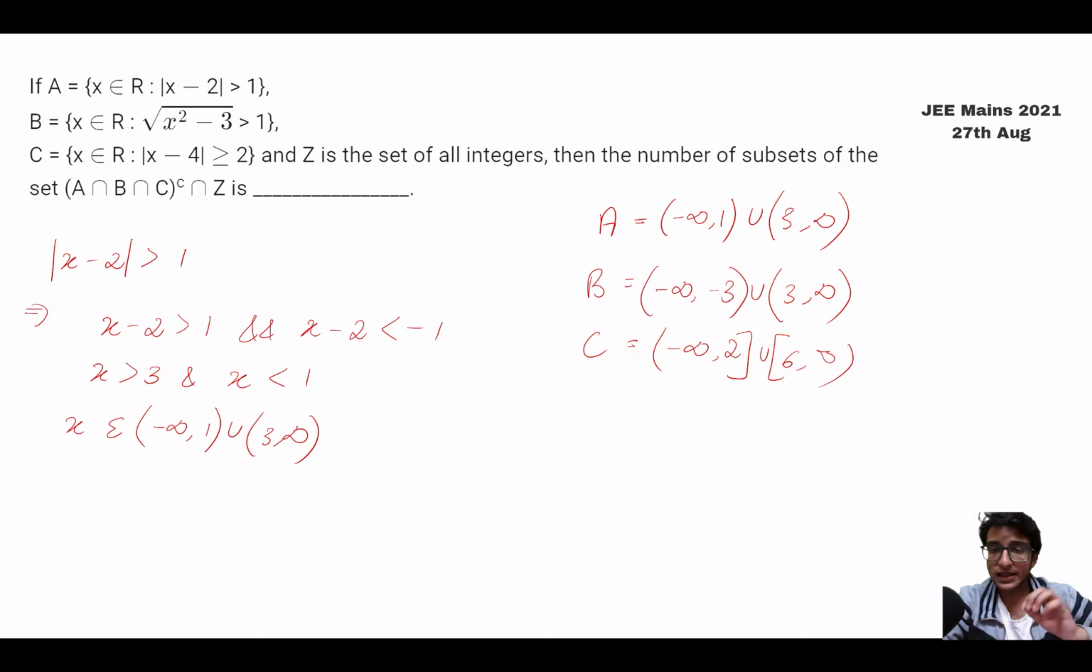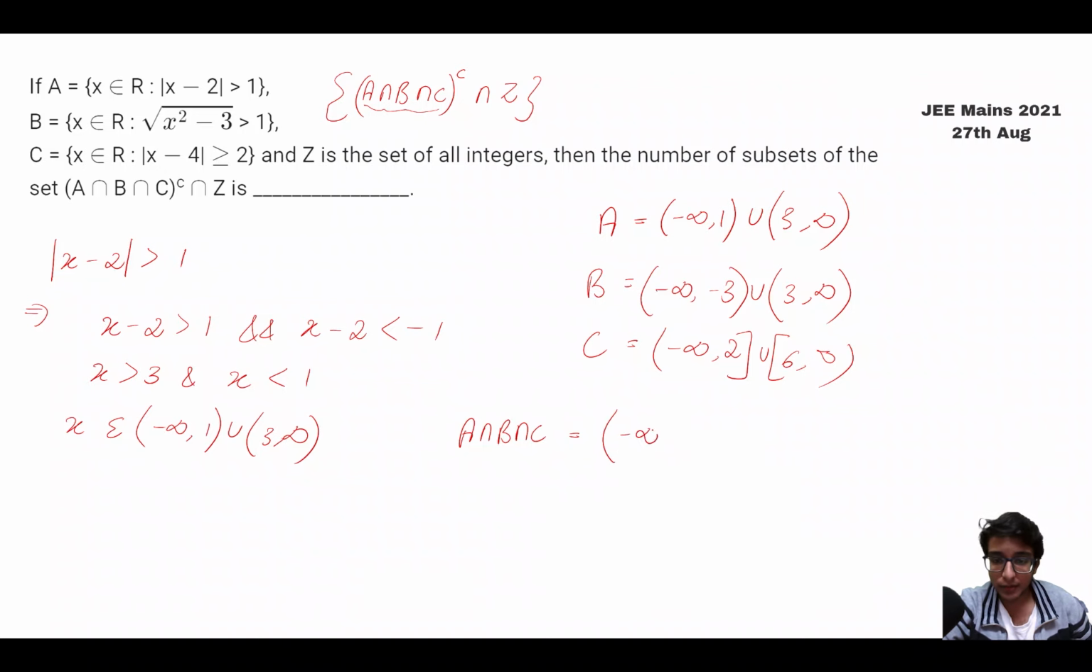We've found out our sets A, B and C. Now they've told us the number of subsets of this set. So basically this is the set A intersection B intersection C whole complement intersection with integers. So first let me find out A intersection B intersection C. What is its value going to be? I have to take the intersection of all these three sets.